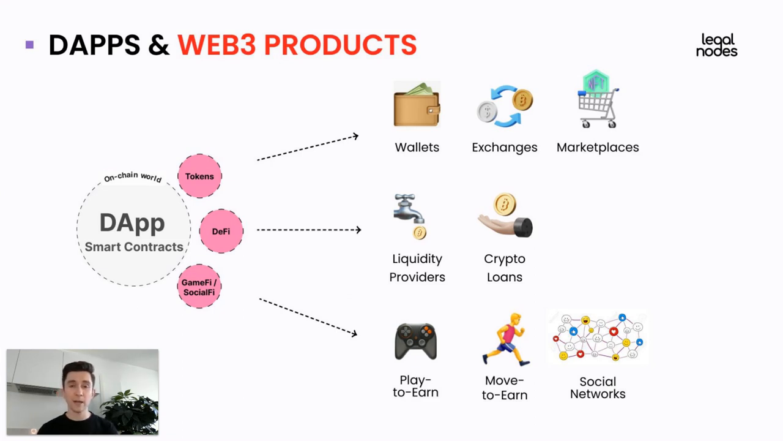We can also speak about the liquidity providers and some crypto loan platforms, which are closer to the DeFi models. And speaking about GameFi and SocialFi, we can highlight play-to-earn games, move-to-earn apps, and probably some blockchain-based social networks where it's also possible to interact with this on-chain decentralized vehicle, especially with the tokens, or with some treasuries, or with the voting process, etc. So that's the general overview of the place of these Web3 products in the whole decentralized ecosystem.